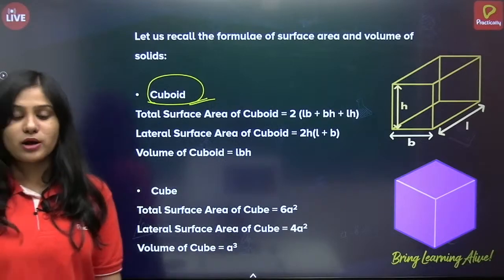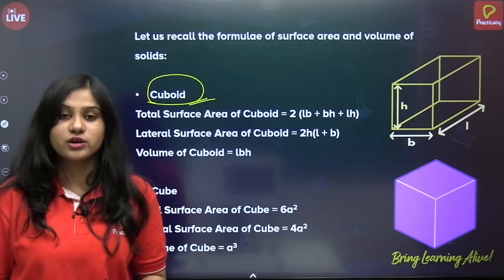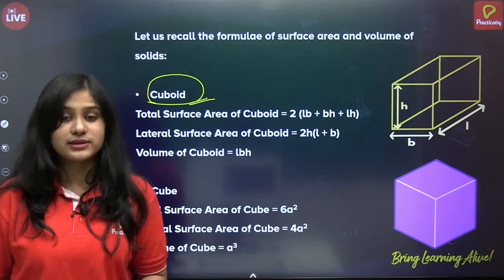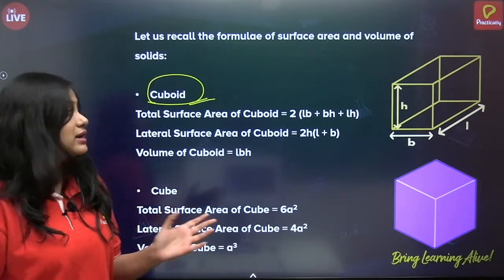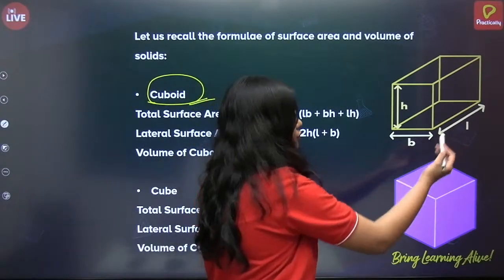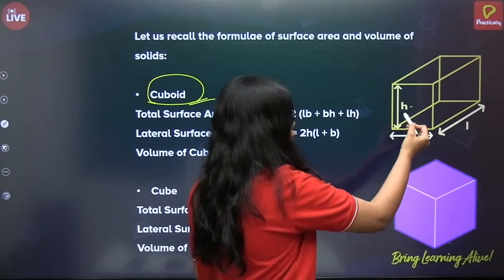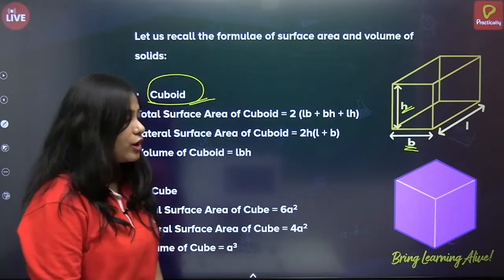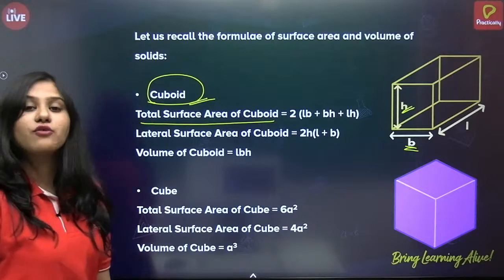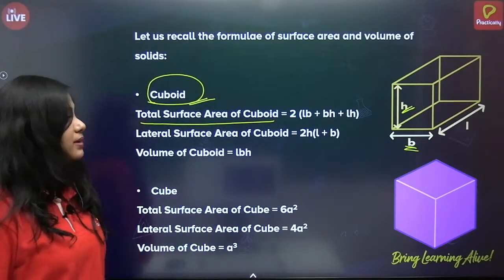What do we know about cuboid? Cuboid is a solid figure which has 3 dimensions: length, breadth and height. You can also say length, width and height, correct? So here L is the length of the cuboid, B is the breadth of the cuboid and H is the height of the cuboid. And what will be the total surface area of cuboid? 2 of LB plus BH plus LH.